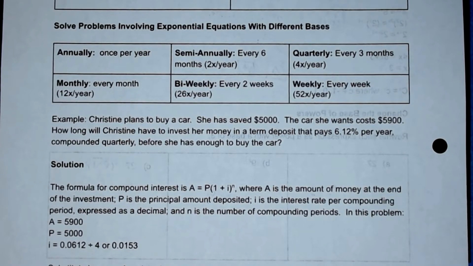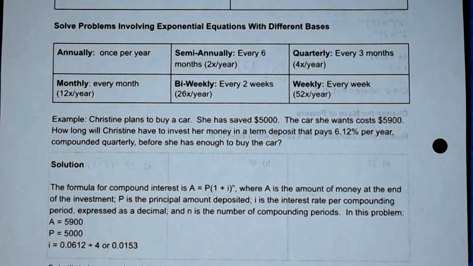When you go to the bank and get a loan, they'll say the interest is compounded annually or biweekly, or however they're going to charge you the interest on the loan that you take out. These are the terms, so these are the numbers that you would use. For annually, it's just 1, semi-annually 2, quarterly 4, monthly 12, biweekly 26, and weekly 52.